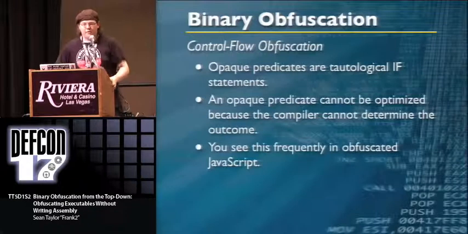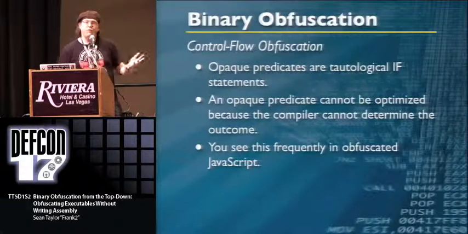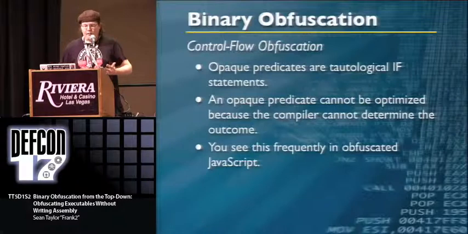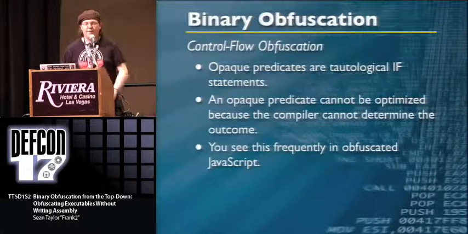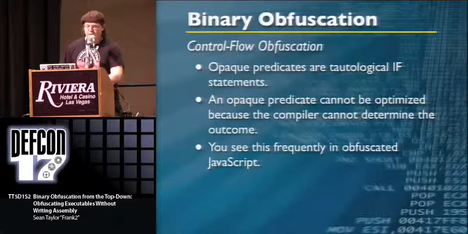So, one of the things we're going to cover is opaque predicates. Opaque predicates are tautological if statements. Basically, they're if statements that are always true or always false. They can't be optimized because the compiler doesn't know what the statement is actually going to be in the end. It's going to look at that and say, yeah, I'm going to let you go along.